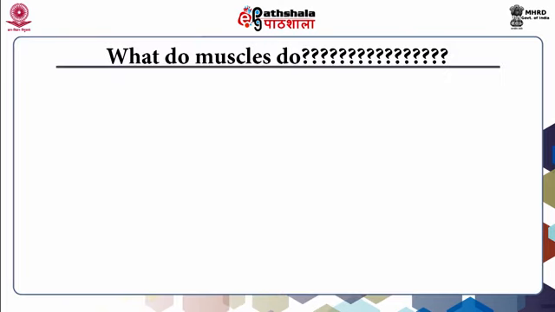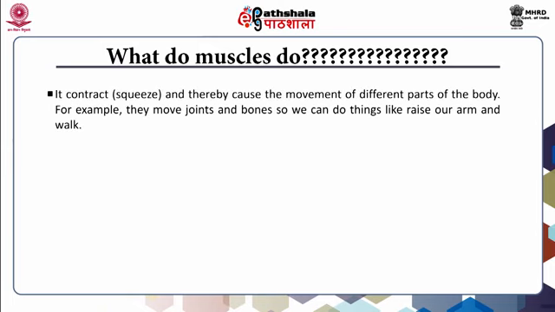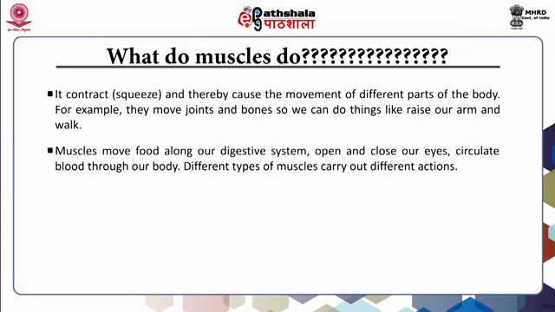Let us see what is the function of muscles. It contracts and thereby causes the movement of different parts of the body. For example, they move joints and bones, so we can do things like raise our arm and walk. Muscles move food along our digestive system, open and close our eyes, and circulate blood through our body.